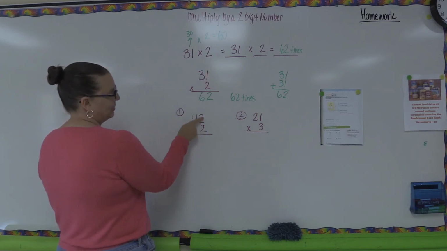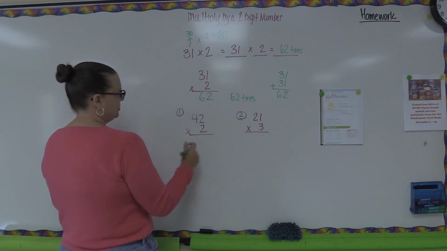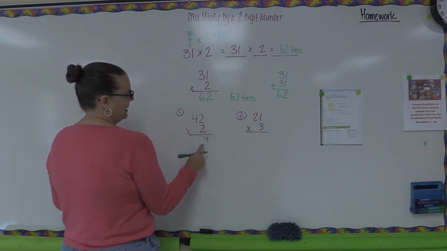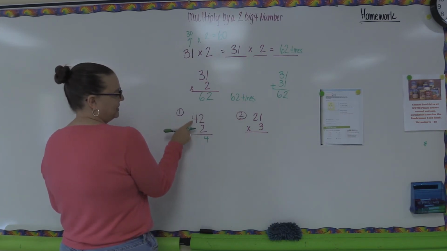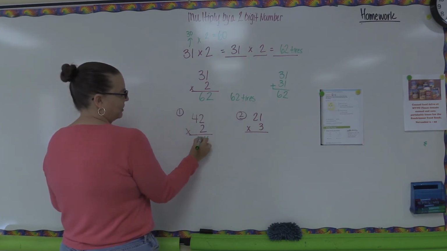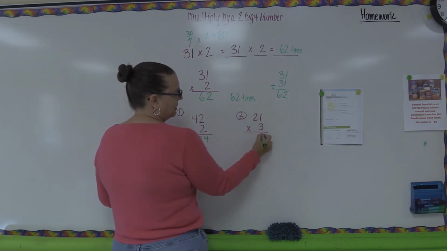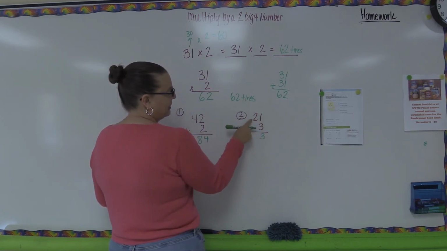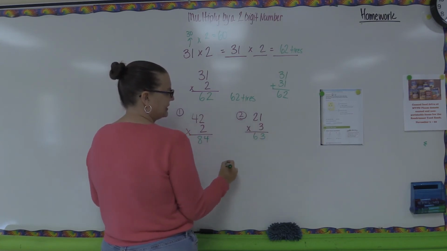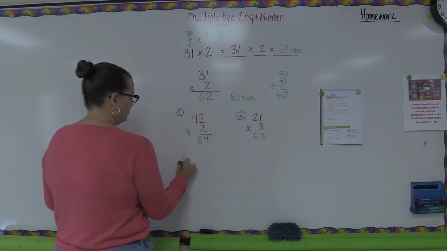So again, we're going to start with the 1 times the 1. So 2 times 2 is 4. And then we're going to multiply the 1 times the 10s. So 2 times 4 is 8. Over here, 3 times 1 is 3. 3 times 2 is 6. And then we have 2 more here at the bottom.